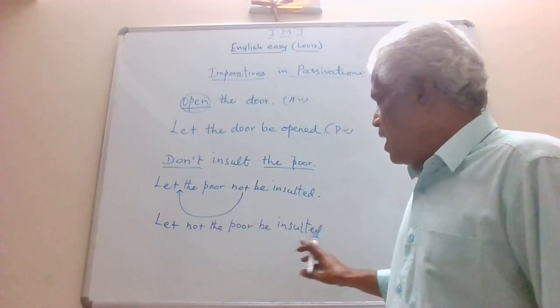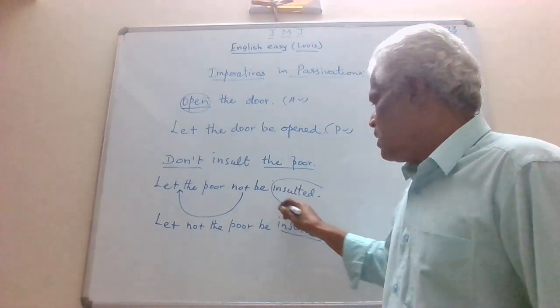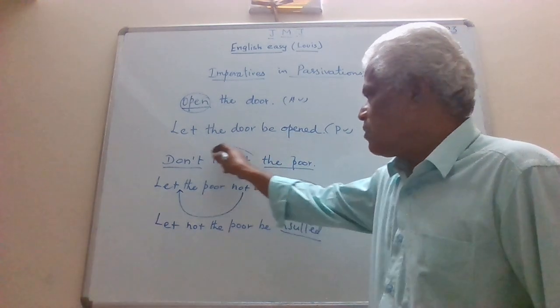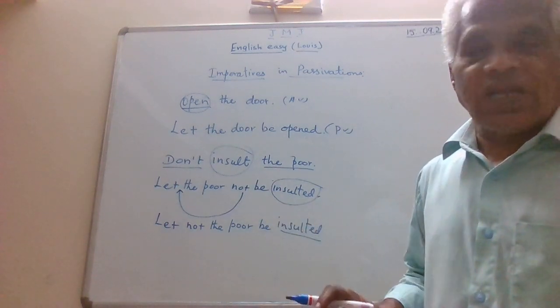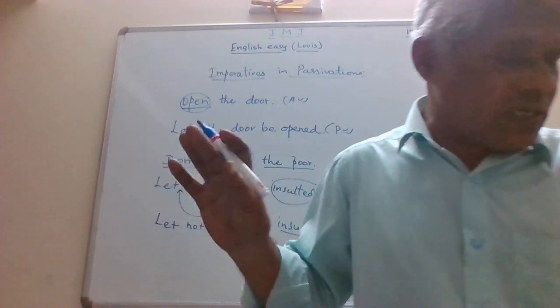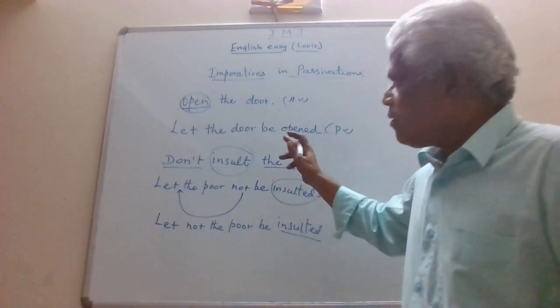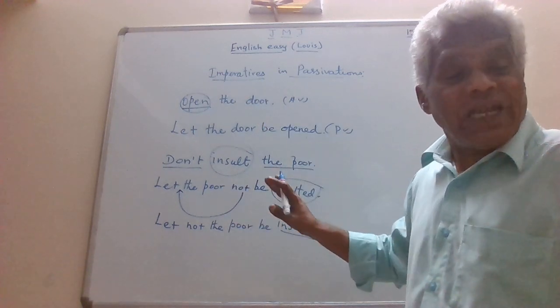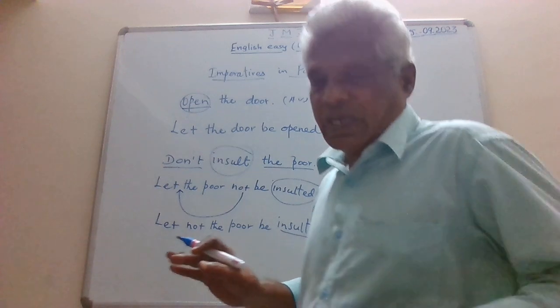So be there, and then the past participle form of the main verb. Here it is insult. Okay? So insult is changed into insulted. Now see, this is an imperative, an order. So let me write a sentence for a request here.